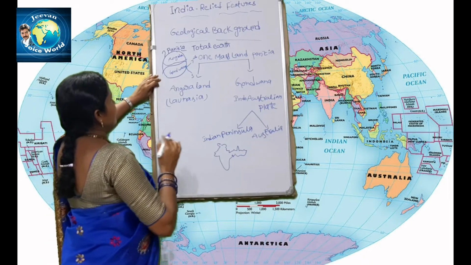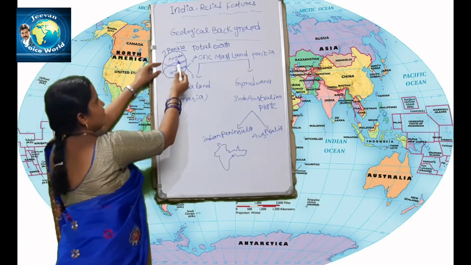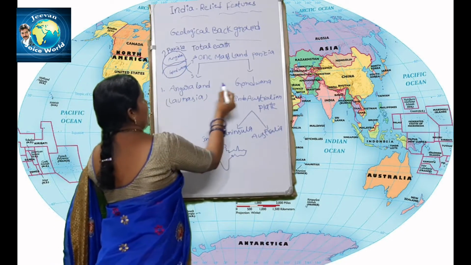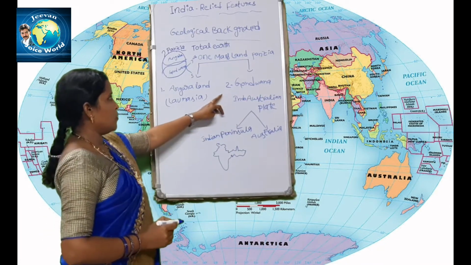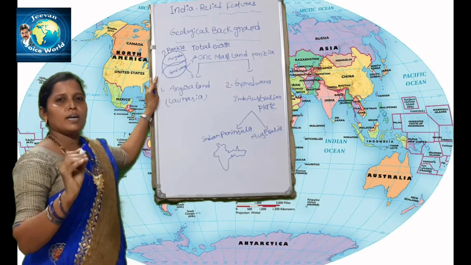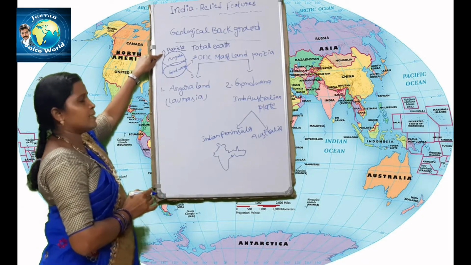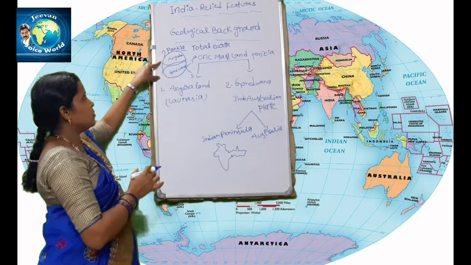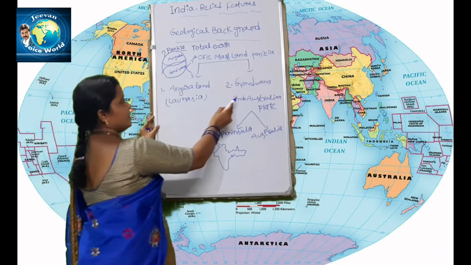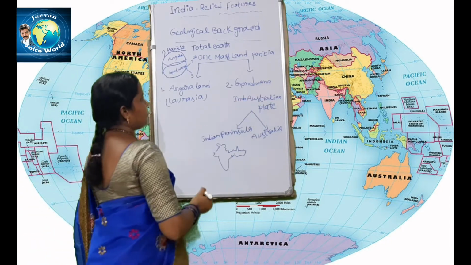Then several million years ago, this Pangea split into two pieces. One is Angara land, also called Laurasia. The second one is Gondwana. Children, carefully observe. Millions of years ago, we had only one landmass on the earth, also called Pangea. Pangea split into two lands. The first is Angara land, also called Laurasia. The second is Gondwana. Our country, India, is part of the Gondwana land.